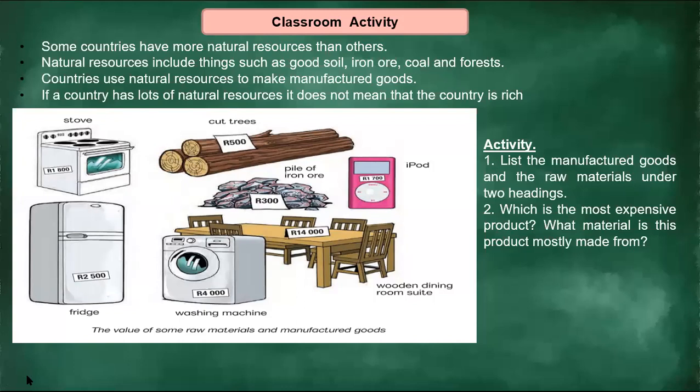The most expensive manufactured good is the wooden dining room suite. It is mostly made out of wood. How much is it? It is 14,000 rand. Which material is the product mostly made of? Mostly made out of wood. That's correct. Thank you very much.